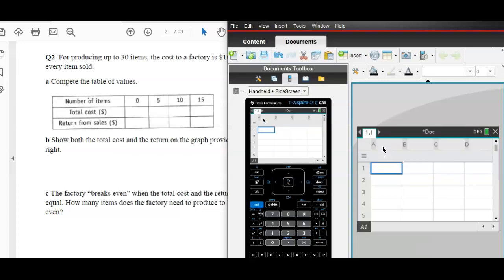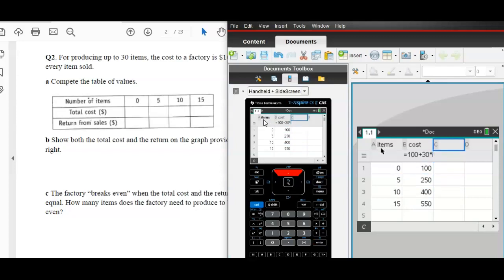Okay, so I'm going to put in here number of items. Actually, I'll do items. You don't always have to use X and Y. Sometimes I find you can get easily confused if you're using X and Y. So we've got 0, 5, 10, 15. Then we've got the cost. You can actually put in your equation here if you wanted to. So it's $100 plus 30 times items. Let's see if this actually works. So I can type in items. Okay, and it does it for you.